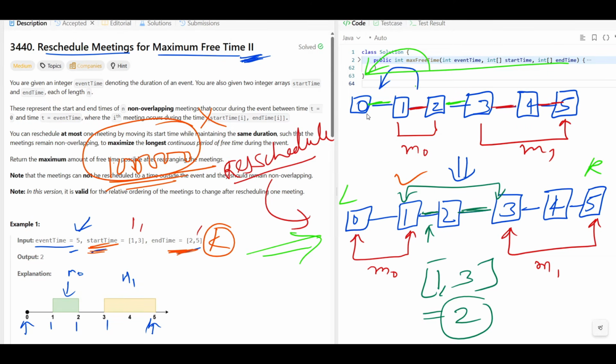If a meeting is small enough to fit into the gap, let's suppose this was 1 unit, and this is also 1 unit, so this can fit, right? So we'll mark it as movable. Can we say that we can move it? We mark it as movable, right? Then in the next step, what we should do is find the free time. Meaning we find what happens if we remove this meeting. If we remove this meeting, what would be the free time between its neighbors? So if you remove it and put it here, right?